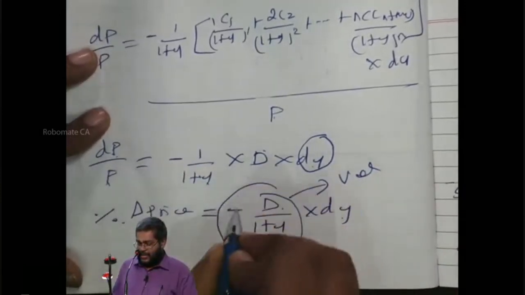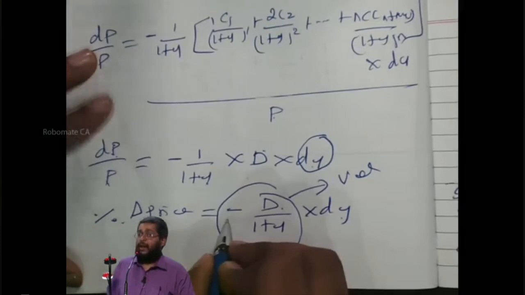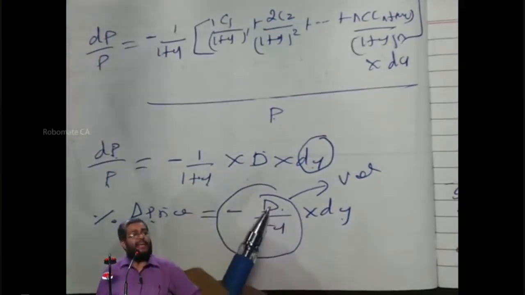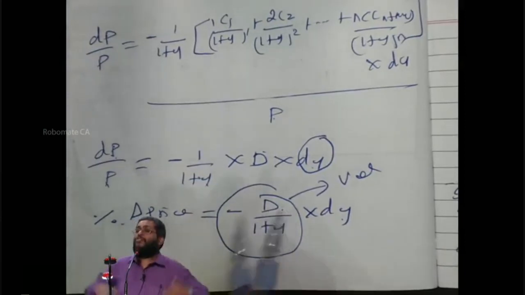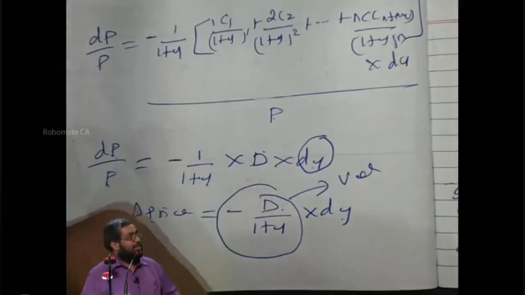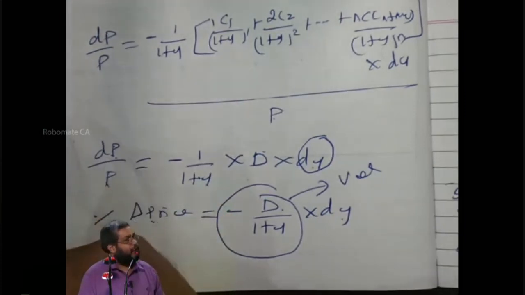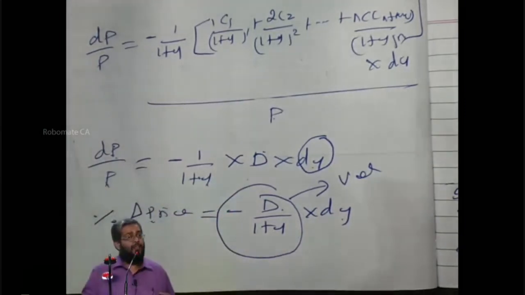Now, sir, what is this minus? Don't worry, because this minus indicates inverse change. If the second derivative is positive, then I'm trying to minimize something, and it is going to be inverse. Second derivative negative means it is going to be maximizing, and there is going to be a positive direction. Are you following what I'm saying? So this is how one should understand the volatility.